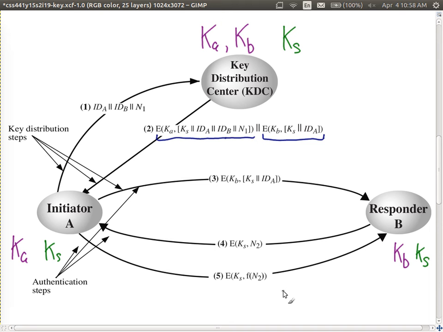The end result, A and B have a shared session key, and they are sure that that session key is actually between A and B. It's not shared between someone in the middle pretending to be A or B. Easy protocol. Any questions on using a KDC?